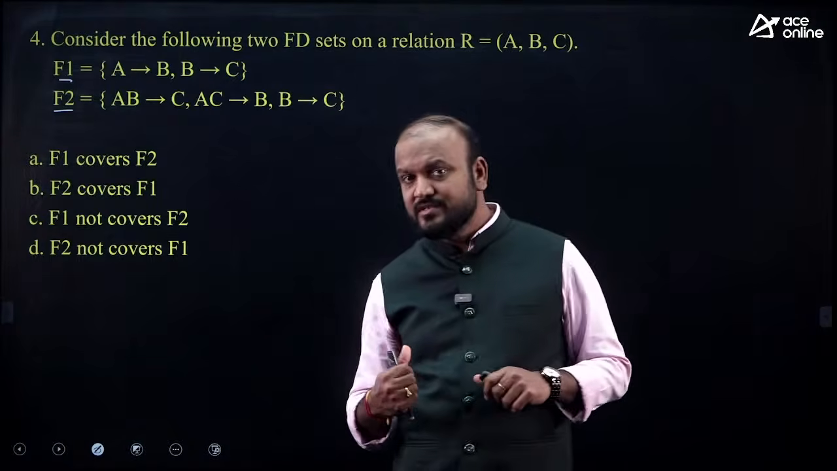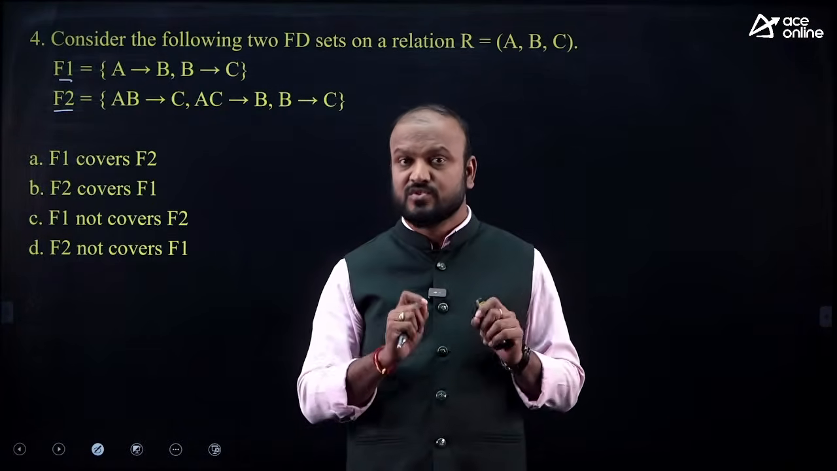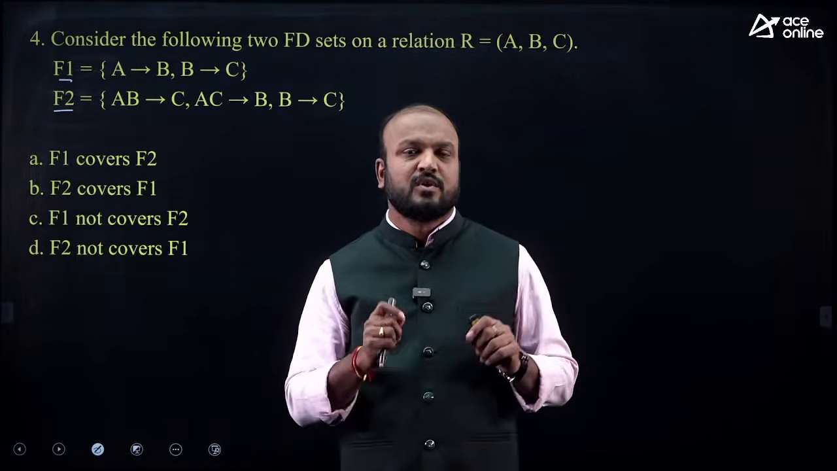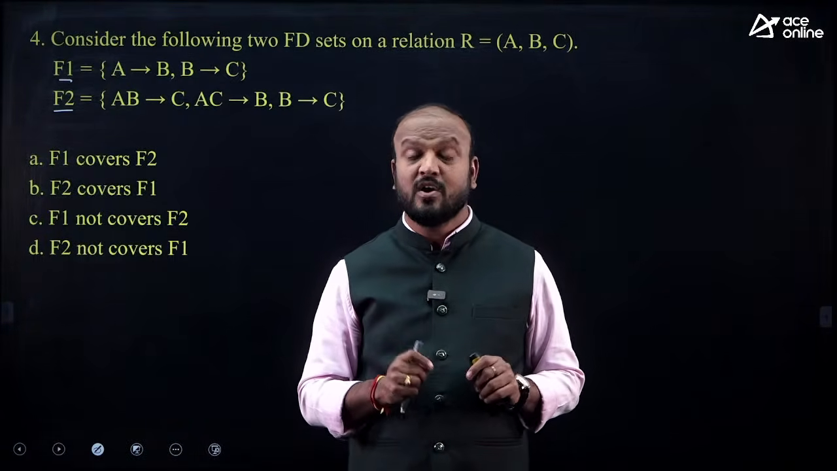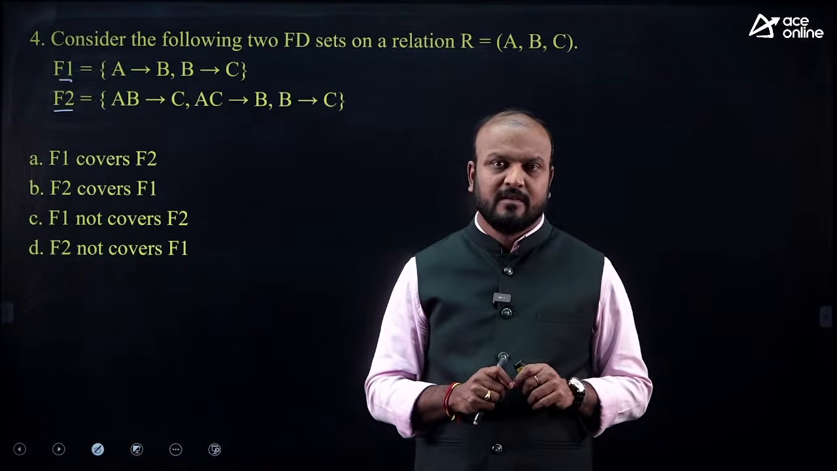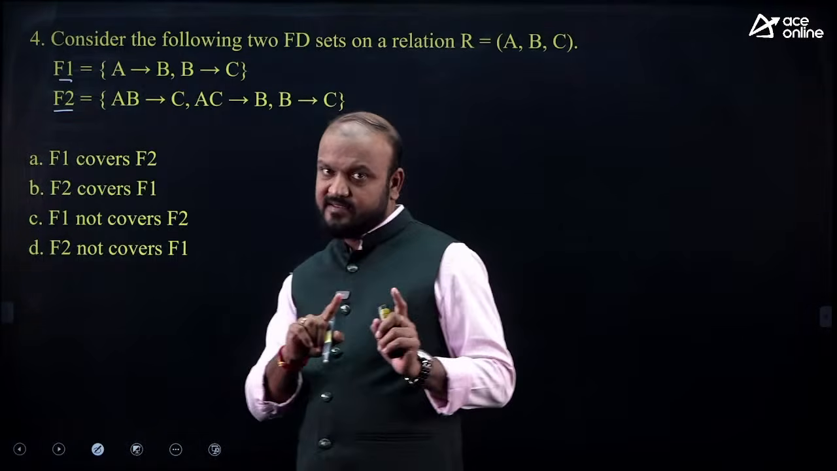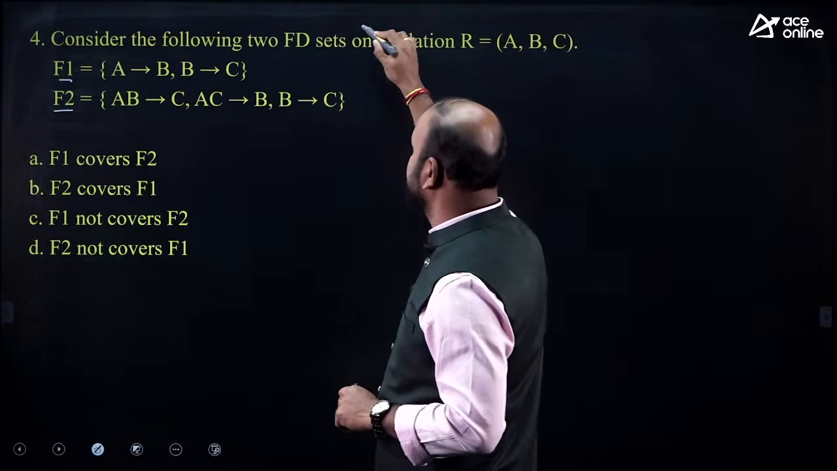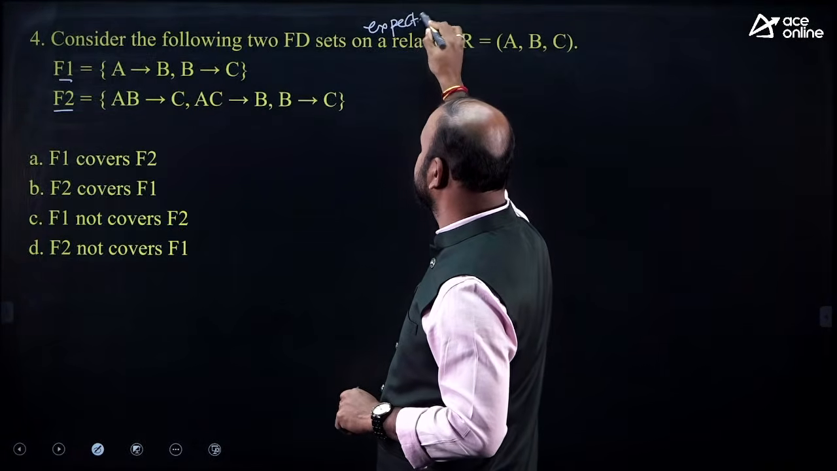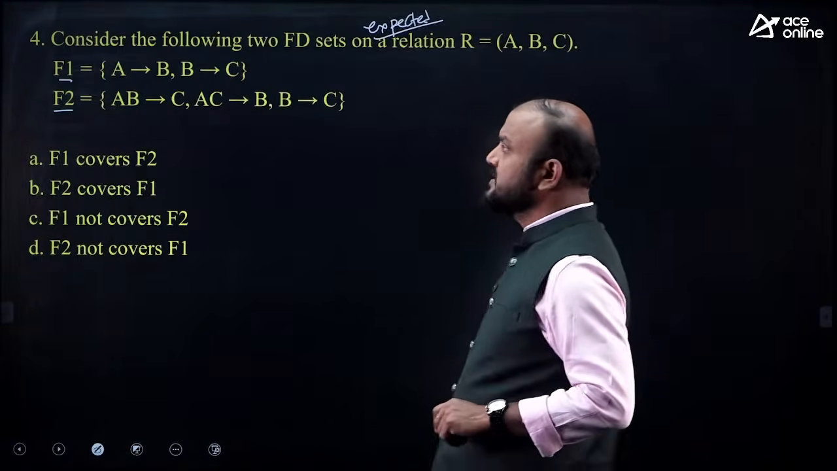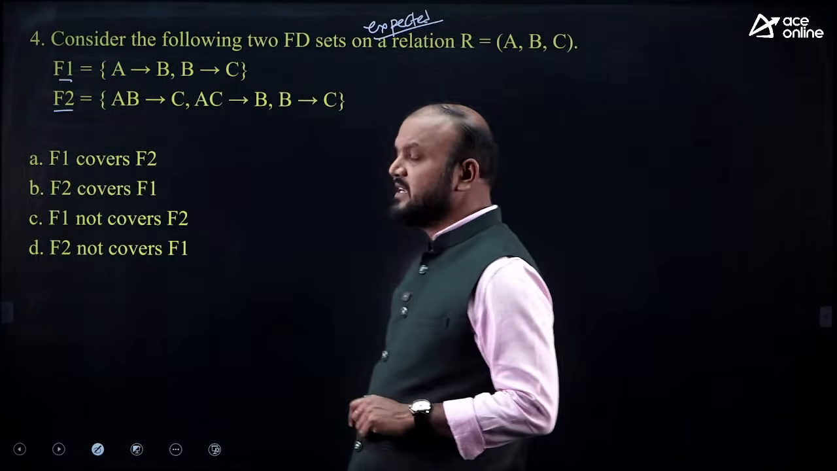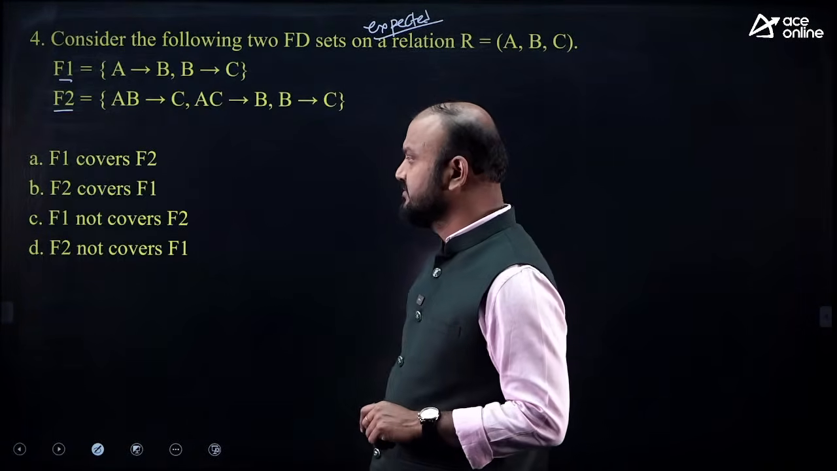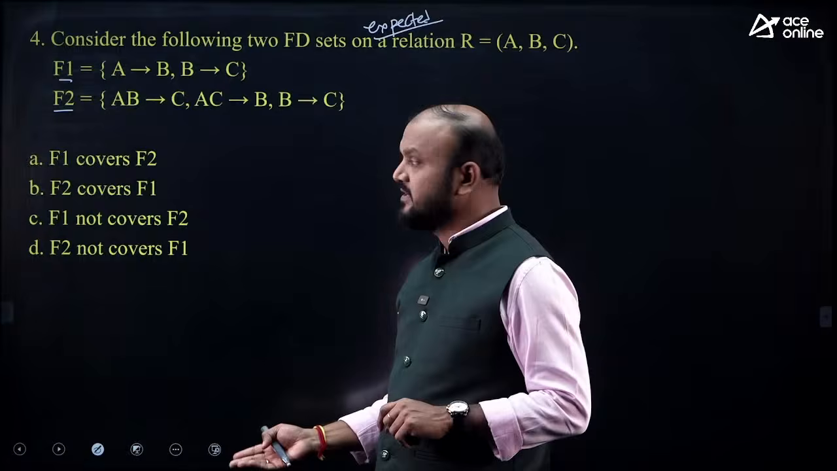I have added this question in the session because so far no question has been given on equivalence of two sets of functional dependencies. On equality, no question is given. So it is a most expected topic, and that too an MSQ type of question. It is an expected type of question. So what is the question? We have two dependency sets given. The question is: F1 covers F2 or F2 covers F1, F1 not covers F2, F2 not covers F1.